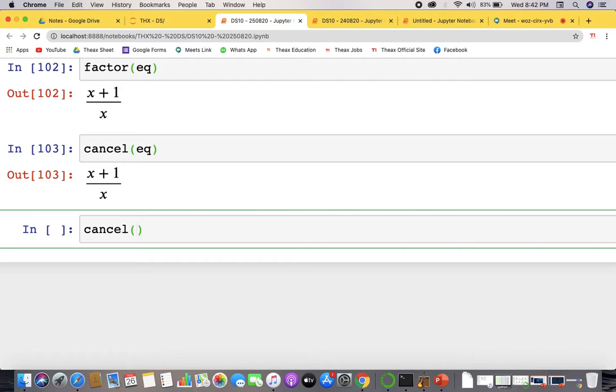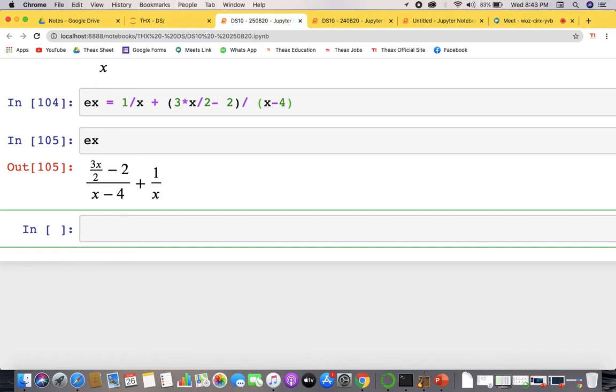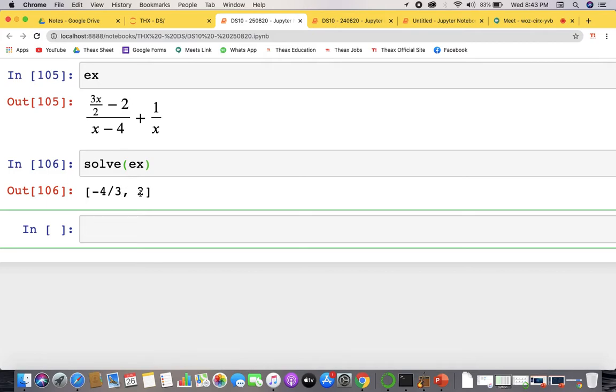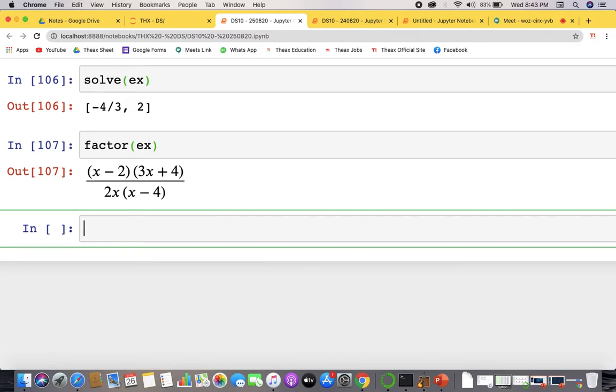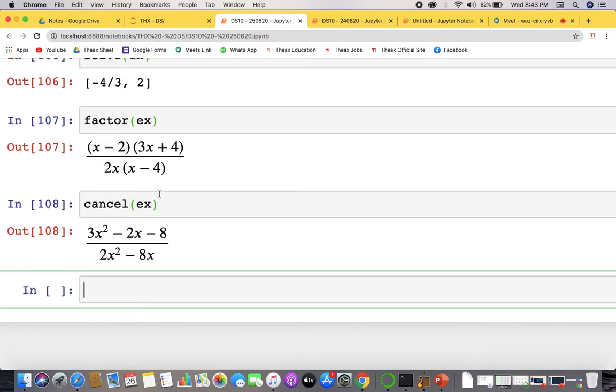Okay. Similarly, let's take the expression 1 by x plus 3 multiplied by x by 2 minus 2, divided by x minus 4. So this is the expression, that is 3x by 2 minus 2 by x minus 4 plus 1 by x, and you want to factorize this, or like you want to solve this. So you can easily use solve on x to get the results, that is minus 4 by 3 and 2. And you can easily write this factor too, and it will be x minus 2, 3x plus 4, then 2x, then x minus 4. So we'll be using this cancel method to find the x, and we'll be coming to our equation, that is 3x square minus 2x minus 8 by 2x square minus 8x and all the factors of that, right?